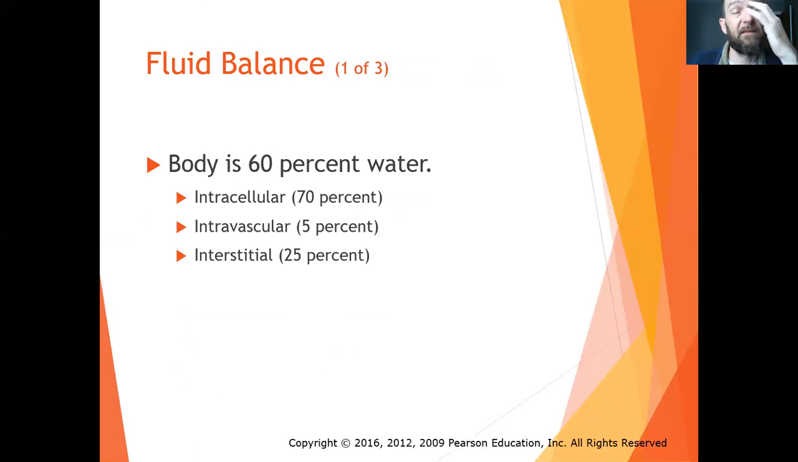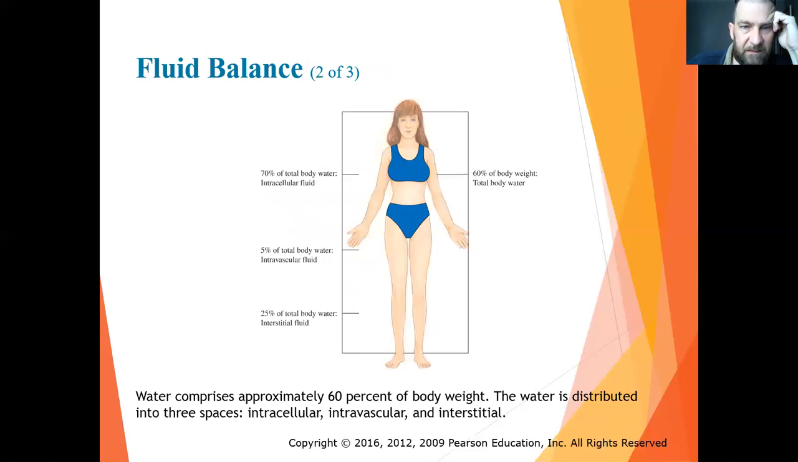The body's about 60% water, and there's the breakdown of where the water is. Most of the fluid, 70% of it, is intracellular fluid. That's in the cells. 5%, which has always been a surprising number to me, is intravascular, so inside the bloodstream. And then 25% is interstitial, the waters in the interstitial spaces, the spaces between cells and tissues and things like that. So that's where our fluid balance is.